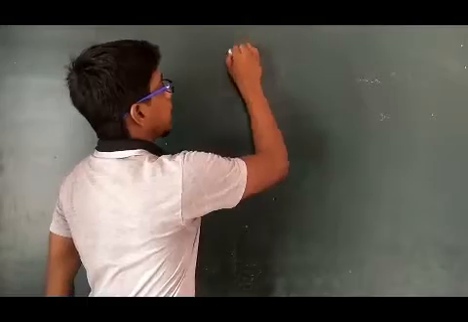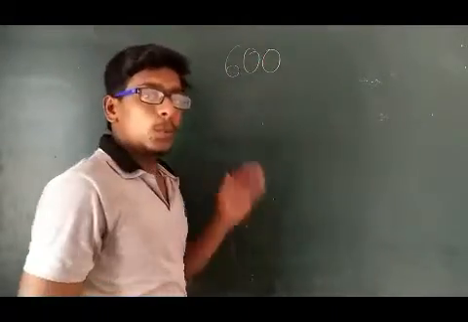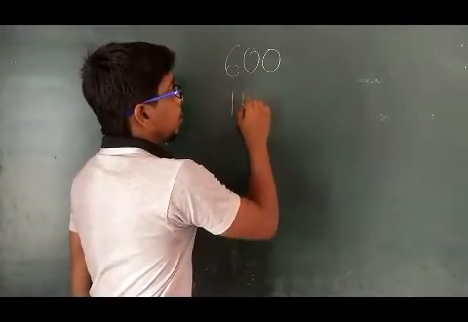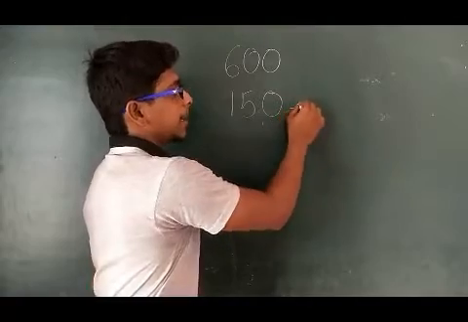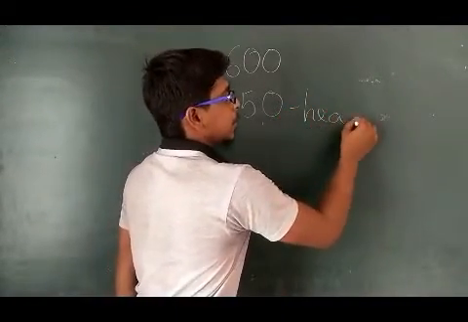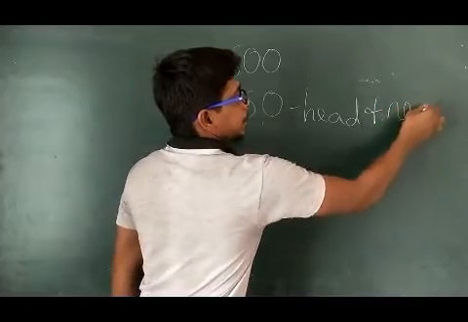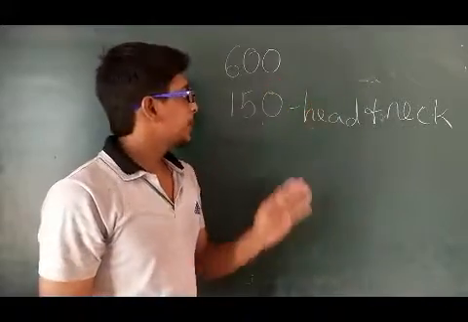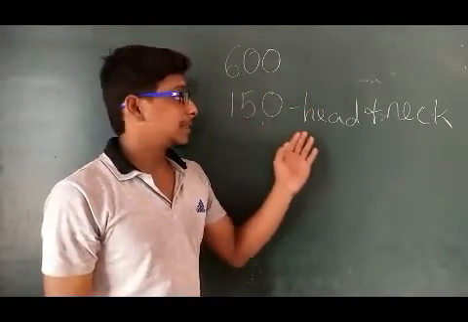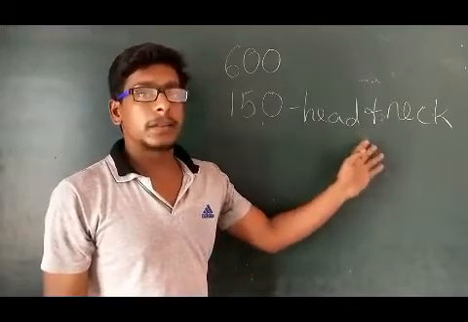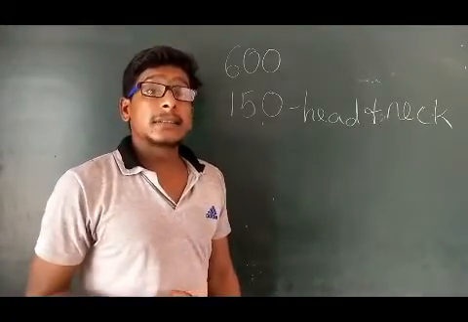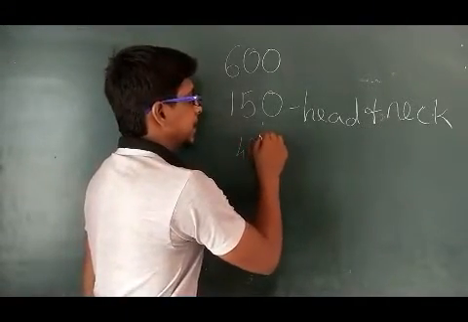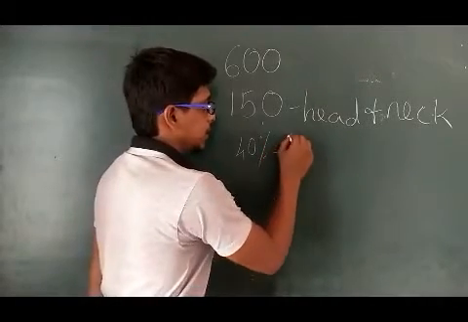There are around 600 voluntary muscles present in our body, and around 150 muscles are present in our head and neck alone. And these voluntary muscles make up 40% of our body weight.